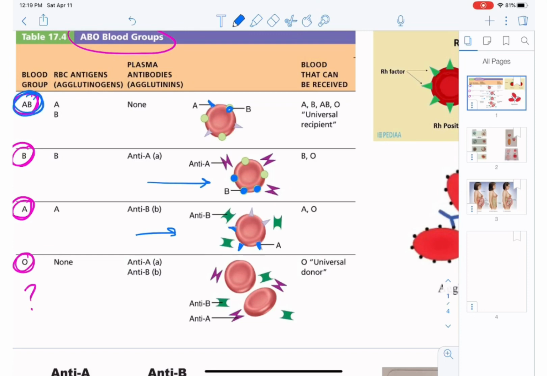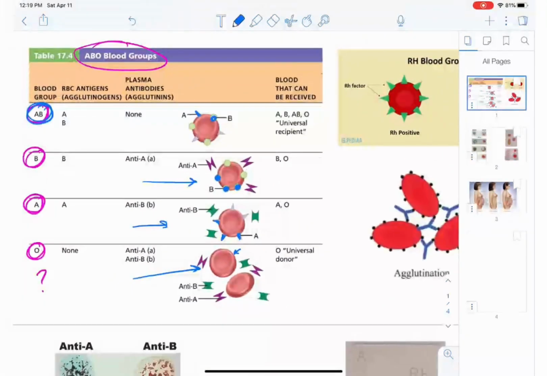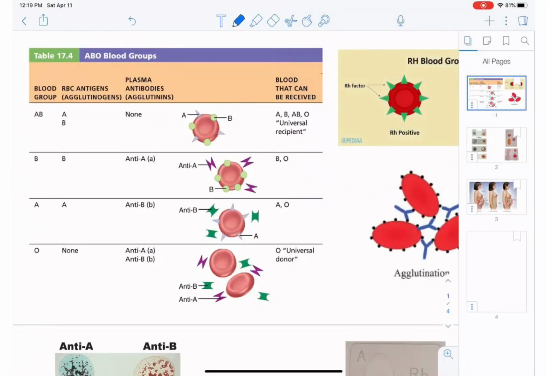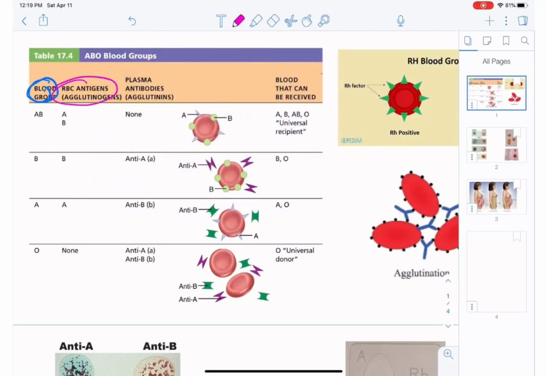And what if you don't have either of these? What if your red blood cells don't have A or B antigens on them, like the case is right here? Well, that makes you a type O individual. And if we look at the chart here, that's what this chart is showing us. Here are the blood groups, and right next to the blood groups, it shows us the antigens that are going to be present on those individuals' red blood cells. So the presence of the antigen determines the blood type.